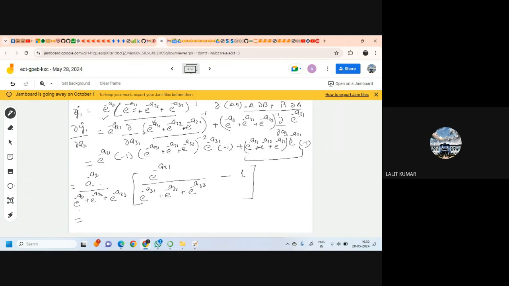But this term, what is it? It is y1 hat. And this is also y1 hat, and minus 1. That's how you are getting this. So this is the first part, when this was dou of y1 hat with respect to dou of a31.